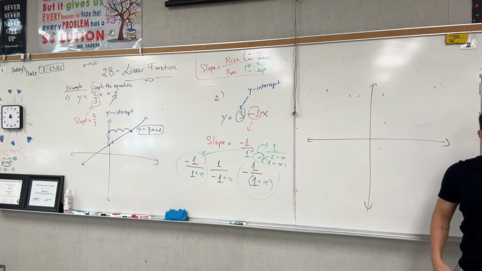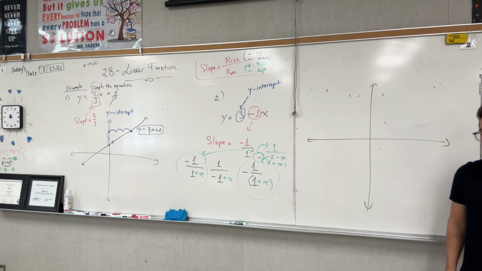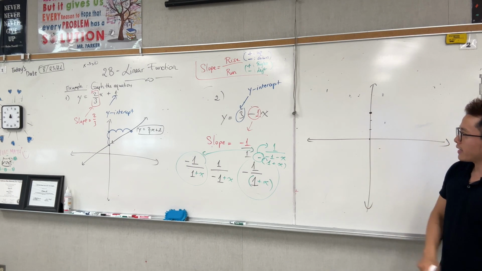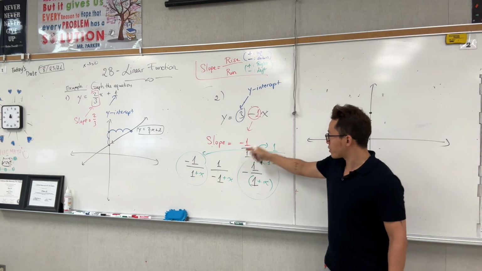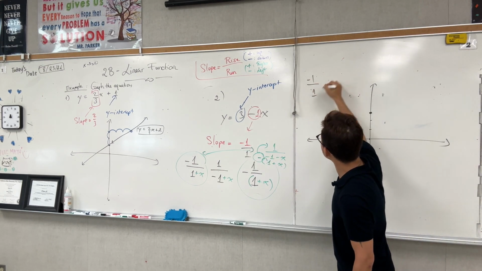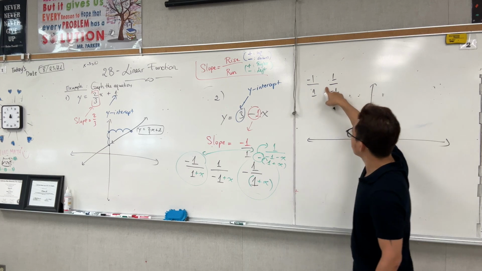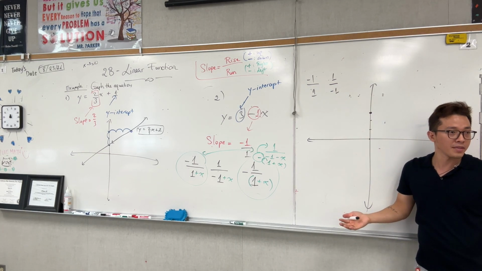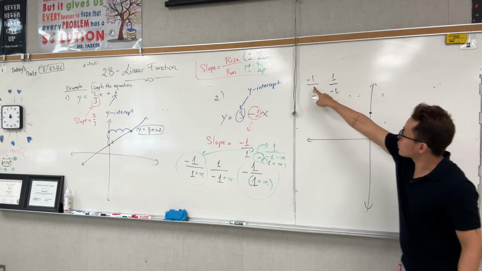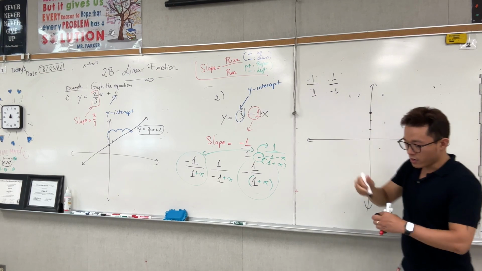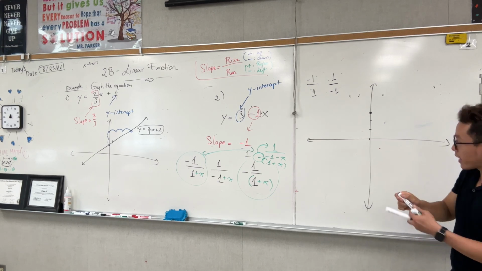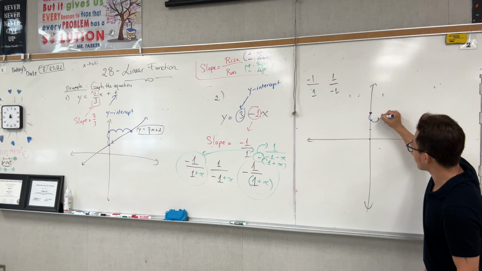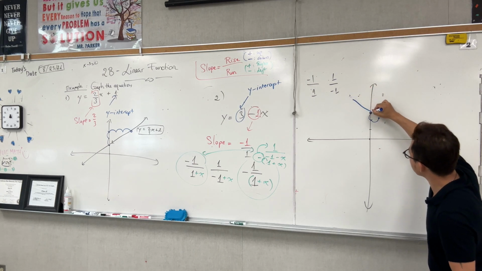Where do I start? 3. Positive 3. Very good. Right here. Now, which one do you want to choose? Do you want to do negative 1 over 1, or 1 over negative 1? Actually, I'm going to show you both, just to show you that they're actually the same. Either way is fine. Let's say I want to go down first. Go down by 1 and then go where? Right by 1. Okay, so this is the line.